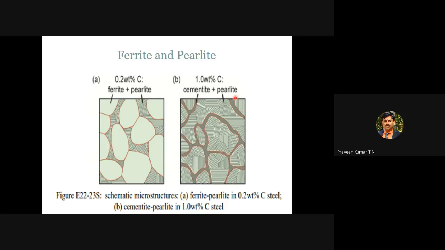Then cementite plus ferrite comes on the right side part of the iron carbon diagram. Cementite, because on the right side there is a more amount of carbon. The carbon will join with Fe atoms and form an intermetallic compound, that is nothing but Fe3C. That comes on the right side of the iron carbon diagram.